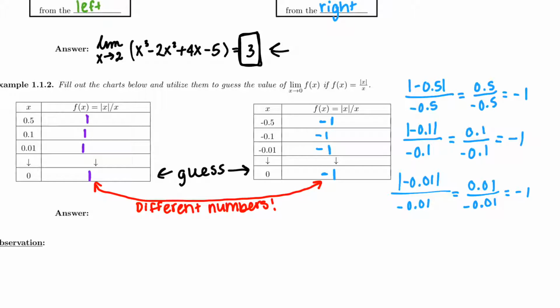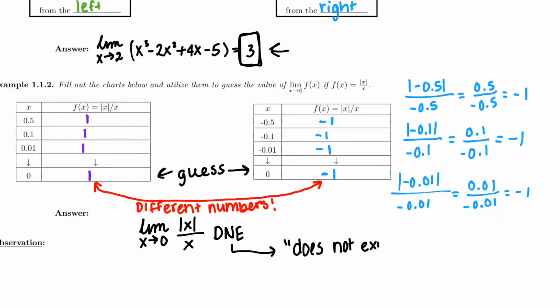If that happens, then all we can say is that the limit as x approaches 0 of the absolute value of x over x does not exist. DNE stands for does not exist. There is no limit, there is no number that it approaches, because it's different depending on the side that you approach it from.